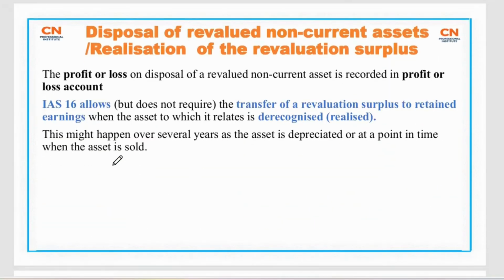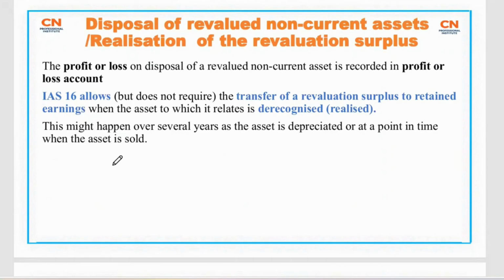Then we have disposal of revalued non-current assets. When non-current assets that were previously revalued are disposed, what do we do? For that one, we know the normal thing. Profit or loss on disposal is recognized in the profit or loss account. So if you make any profit or loss on disposal, it is recognized in the P&L account. How do we get profit or loss on disposal? You compare what?